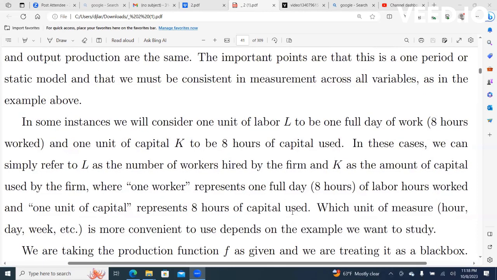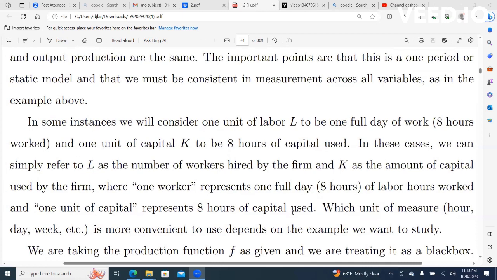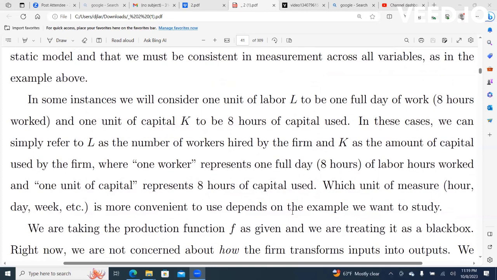In some instances, we will consider one unit of labor L to be one full day of work, 8 hours worked, and one unit of capital K to be 8 hours of capital used. So there is that important point. It's not so much important in this chapter, but L is some quantity of labor, and perhaps a quantity is a function of time, and K is some quantity of capital.